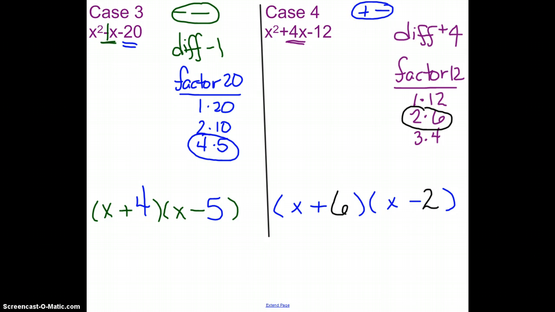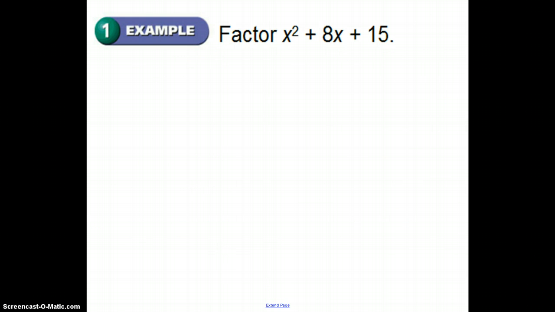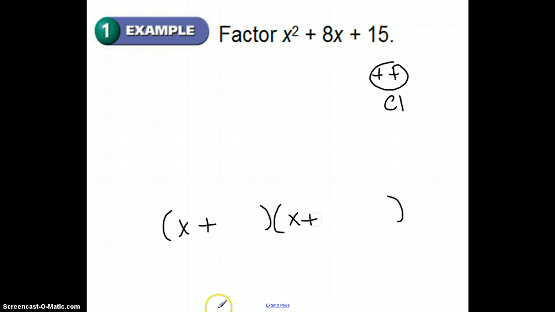The first example. In this one, it's a plus plus, which means that it is case 1. So I know when I'm done, down here it's going to be x plus and x plus. Now, I know if it's case 1, it has to be a sum. My sum is from the middle, so it's 8. And this number right here is what I'm going to factor.